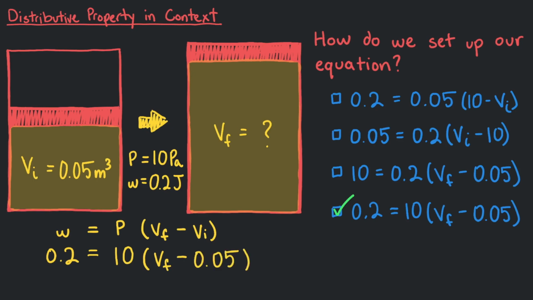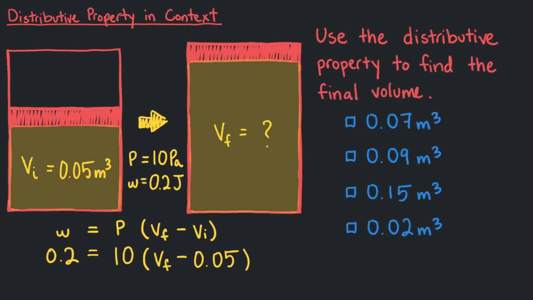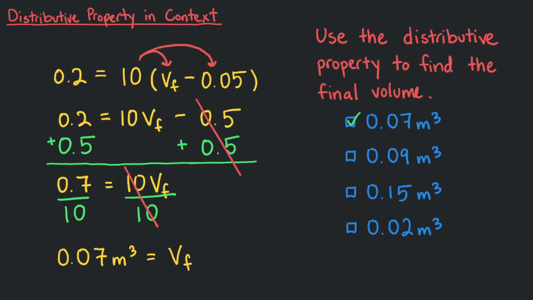Try this one on your own. Use the distributive property to find the final volume. Nice! The final volume is 0.07 cubic meters.